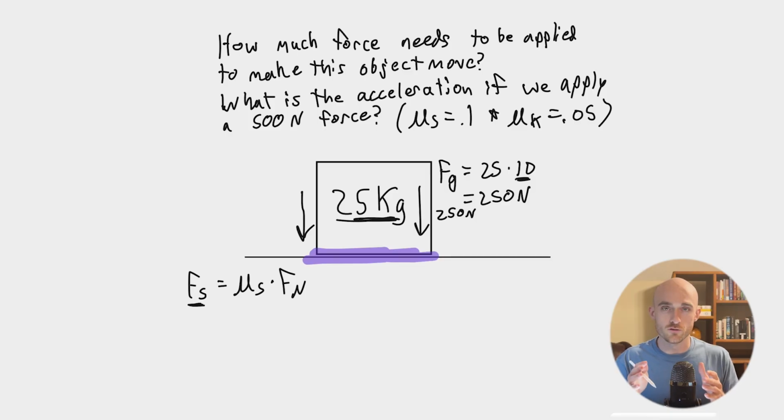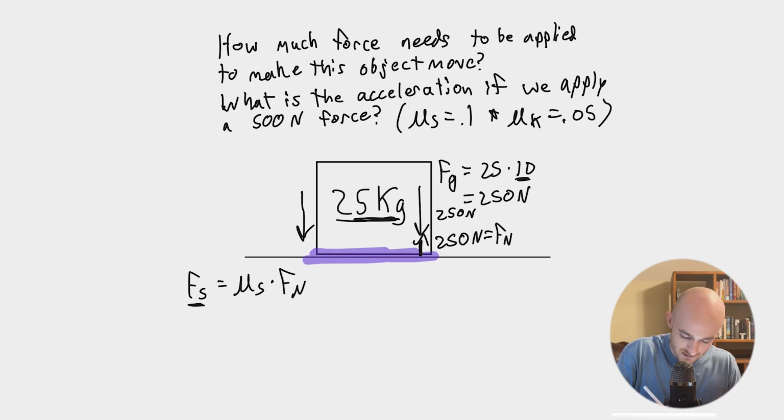Since that whole 250 newtons is pointing straight down into the floor and it's perpendicular with the floor, that means that the normal force is going to be equal to that entire 250 newtons. And if you want more information on that normal force, again, check out the other video on that topic. So the normal force that opposes that 250 newtons is also 250 newtons.